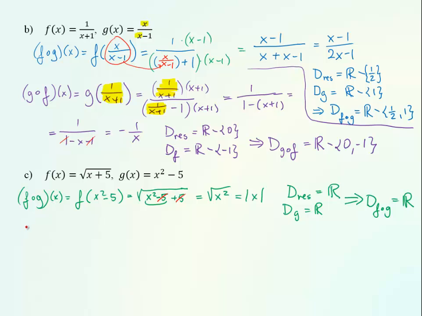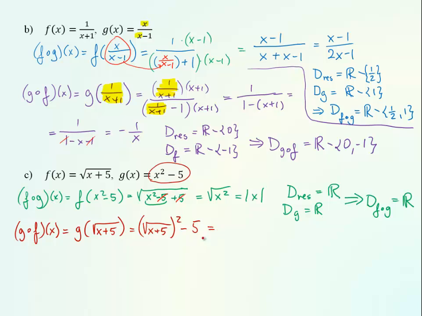And now let's try the other way around, g composed with f of x. We start with g applied to f of x, which is root of x plus 5. That takes the root of x plus 5, squares it, according to what g says, square the input, and then minus 5. Now, since we square the root, we end up with just x plus 5. So it's x plus 5.